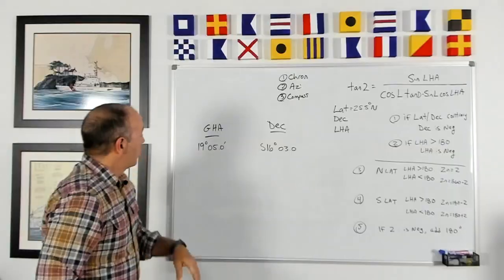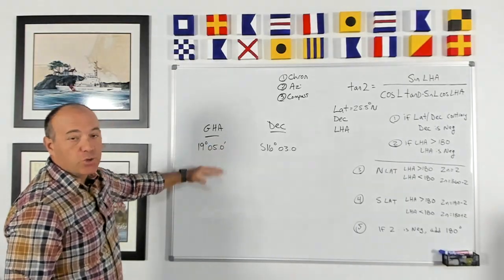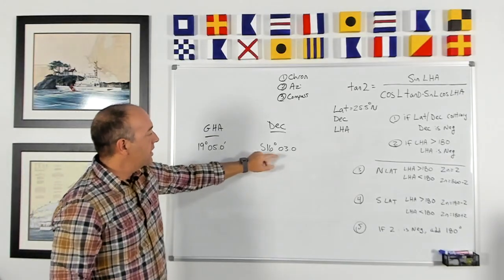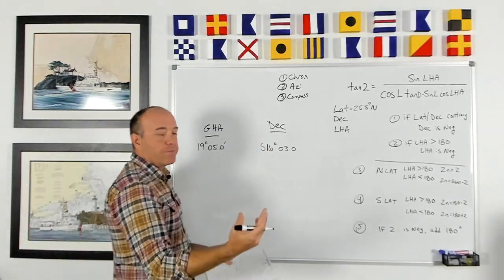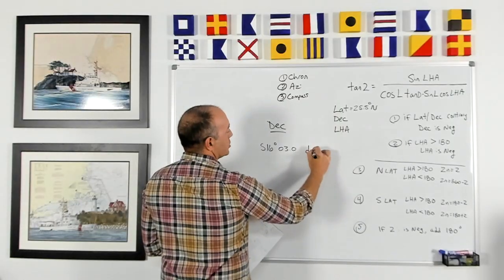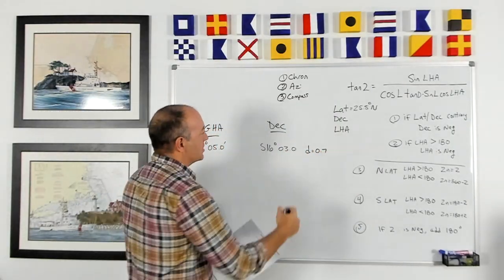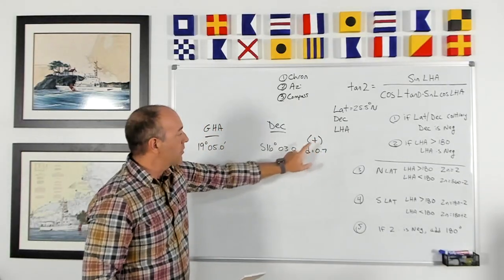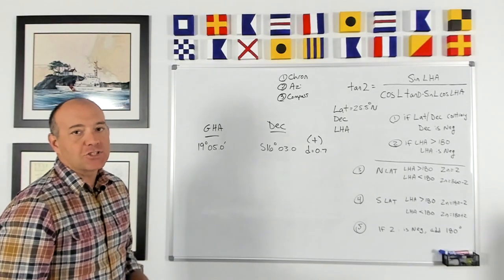But we need that for the next part here. All right, so our GHA right out of the book was 19°05', and we need to account for those 6 minutes, so we'll do that in just a second. And then our declination was 16°03' south right out of the book. We need to account for some stuff, but first we need to note the d number, which was 0.7, and we also note the fact that the declination is increasing from hour to hour. Not the d number increasing, but the declination itself. So then we can go into the increments and corrections pages.